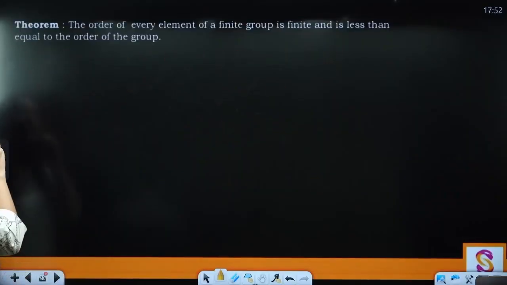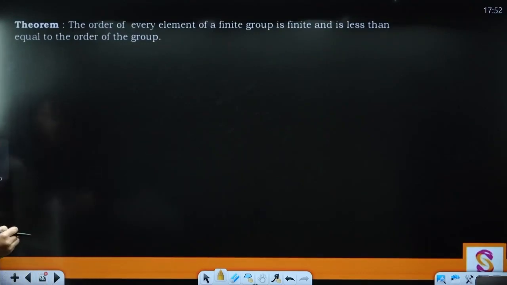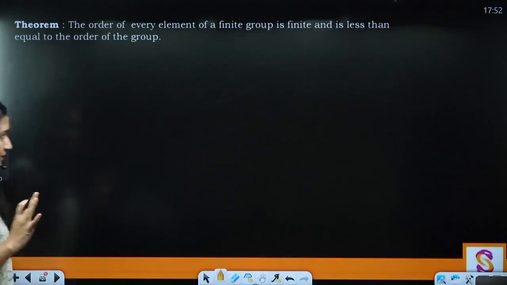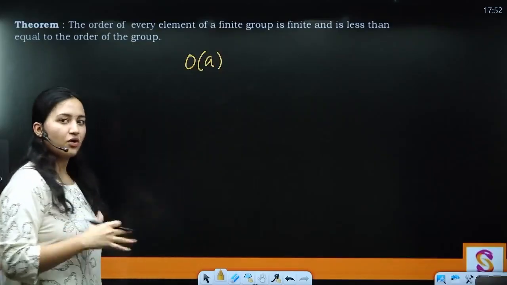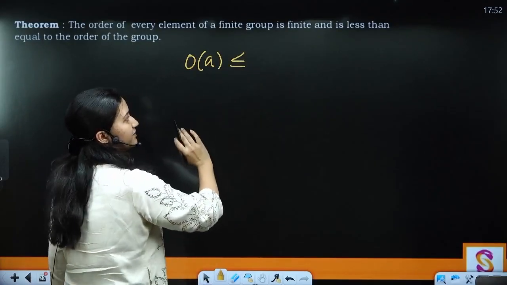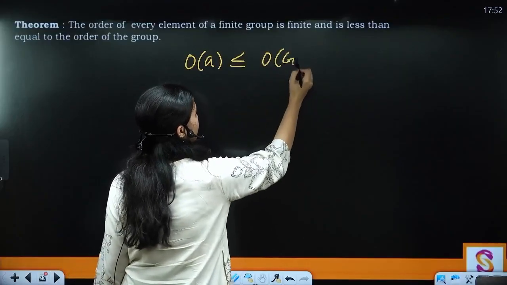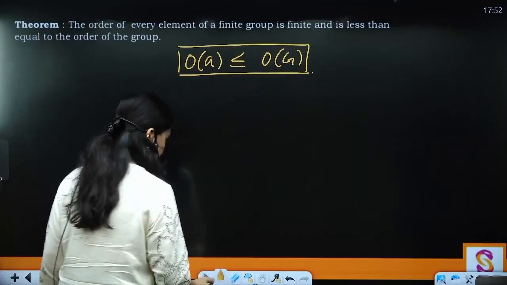Now, the theorem says the order of every element of a finite group is finite and is less than or equal to the order of the group. Basically, what it means is that if I take any element A of a finite group, then the order of that element cannot exceed the order of the group, right? So this is what we are going to prove here.